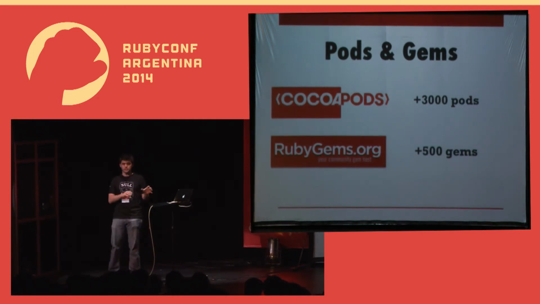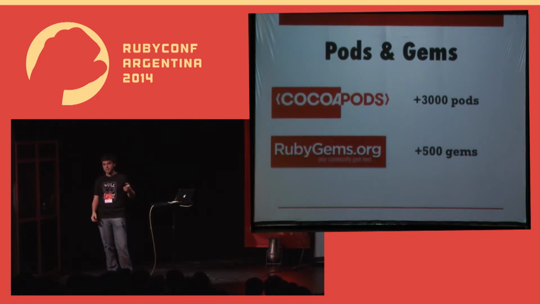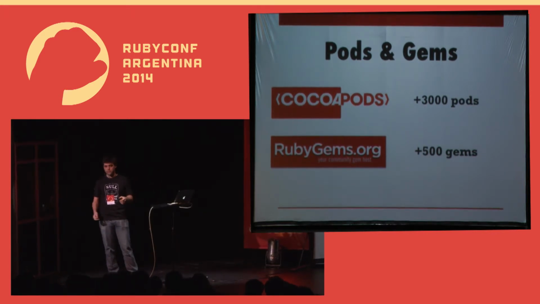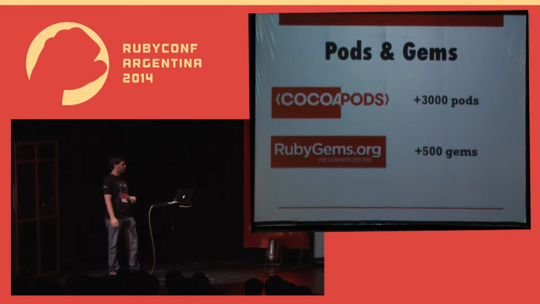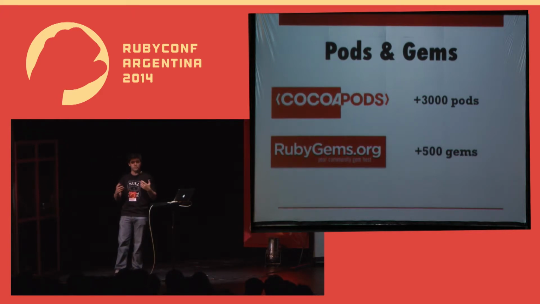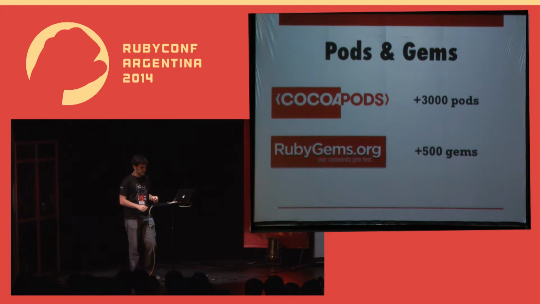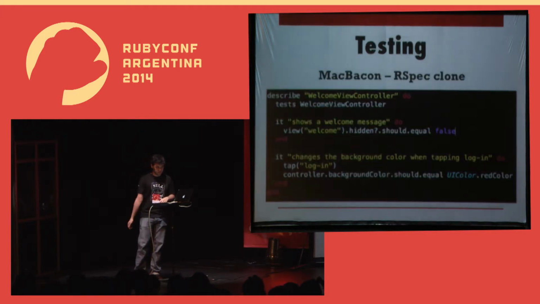As RubyMotion is completely transparent with Objective-C, we can use the more than 3,000 libraries available for Objective-C, which are known as pods, like CocoaPods. That's the one most people are familiar with, the most famous one, and to that you can add the more than 500 gems explicitly developed for RubyMotion and distributed through RubyGems, as you should know.